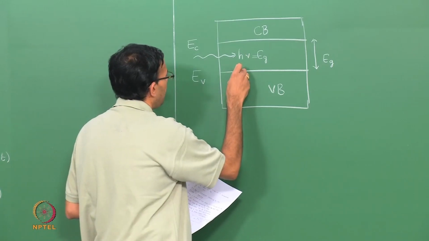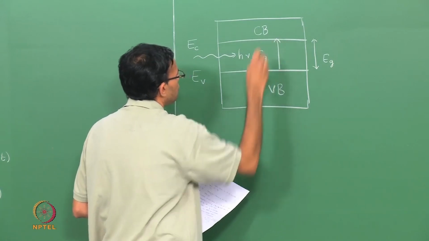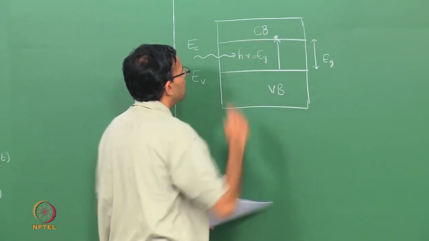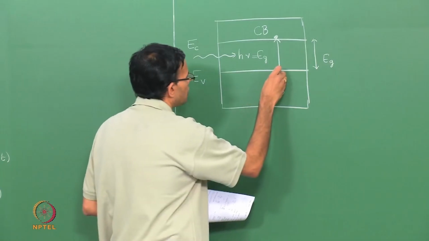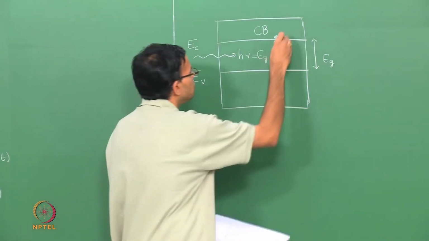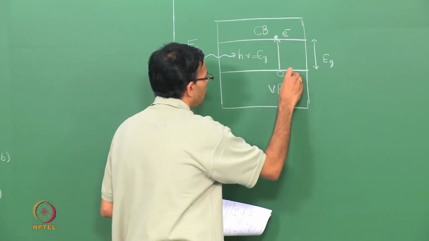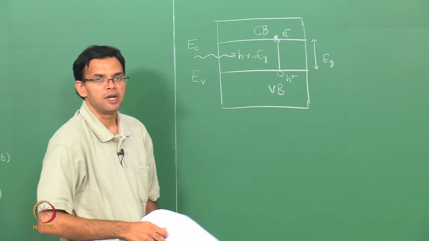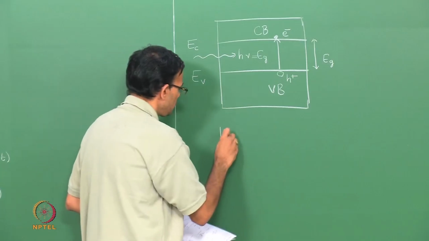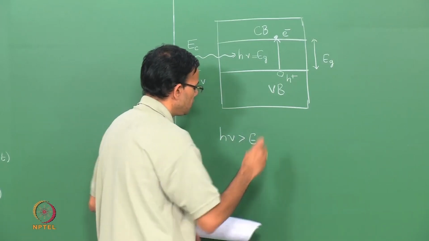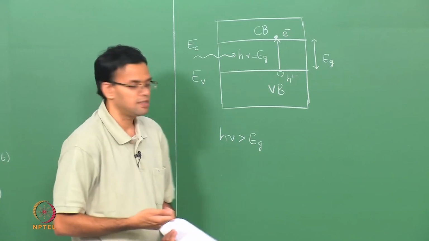in this case, an electron goes from the valence band to the conduction band. Let me show that here. An electron goes from the valence band to the conduction band and creates a hole. So you have an electron at the bottom of the conduction band and a hole at the top of the valence band. Now if h nu is greater than Eg, in which case light has an energy greater than the band gap, there is some excess energy that is left.